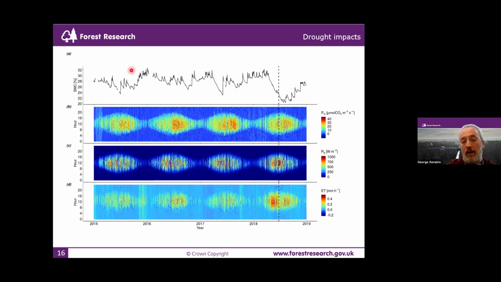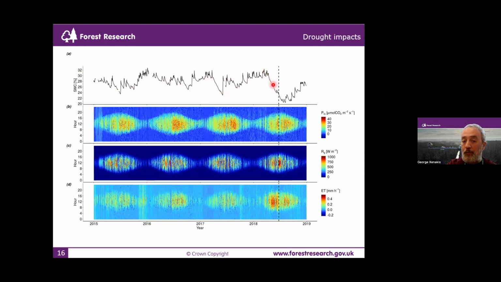So here at the top, you can see how the moisture in the soil goes. So you can see very nicely patterns across the season. This is summer, this is winter, summer again here. And here you start seeing in 2018, the drought.